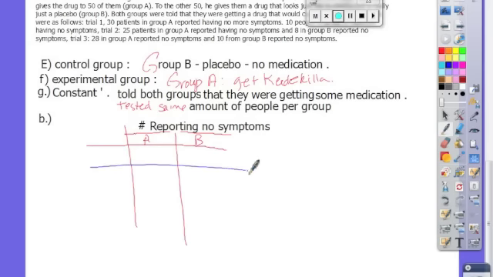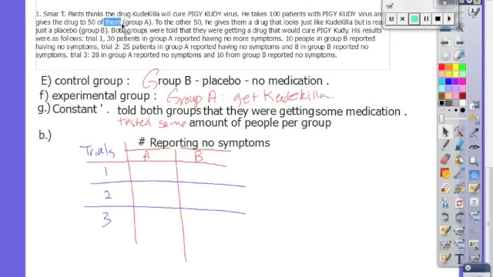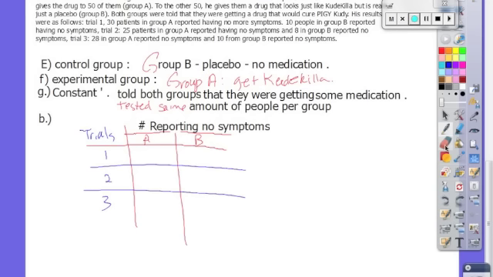And we had 3 trials: 1, 2, and 3. And in the first group here, it says trial 1. Let's see where trial 1 is. Let me see if I can move this thing out of the way here. Trial 1, 30 patients in group A reported having no more symptoms. Trial 1, 30 in group A said they didn't have symptoms. And in group B, in that same trial, 10 said that they didn't have any symptoms.